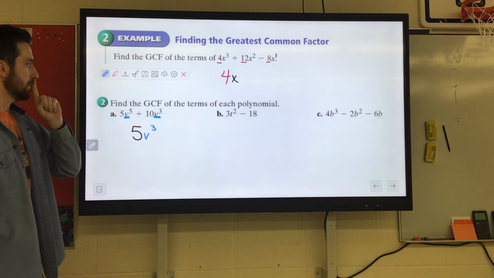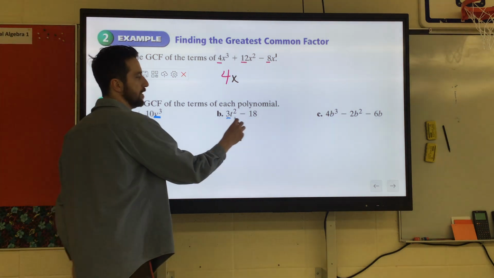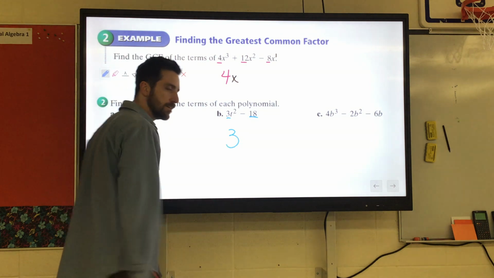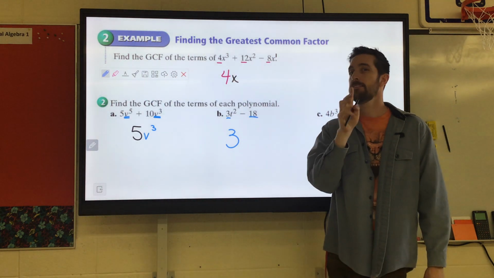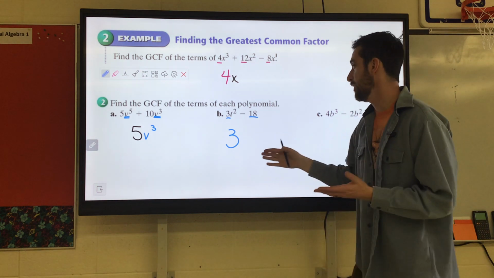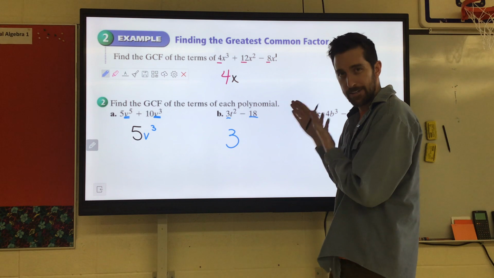If you look at B, 3t squared minus 18. You look at the numbers, 3 and 18, and I'm like, great, 3 goes in there. Do they both have t? No, they don't. So we can't say they have a t in common. So our greatest common factor is just 3.